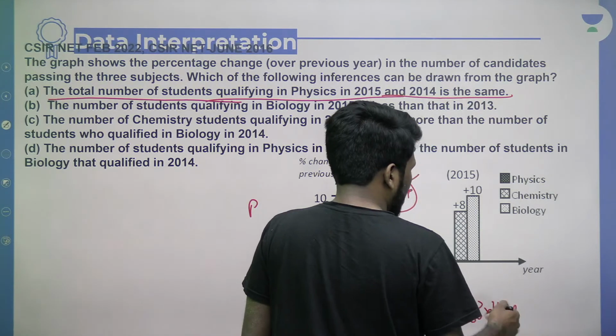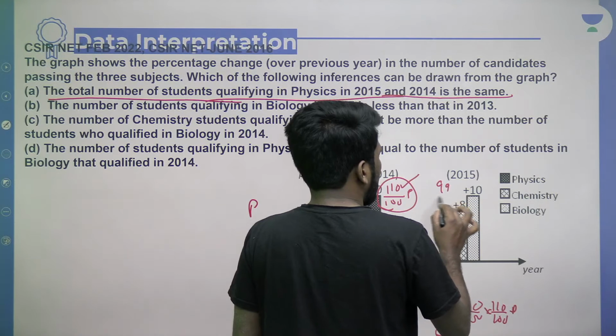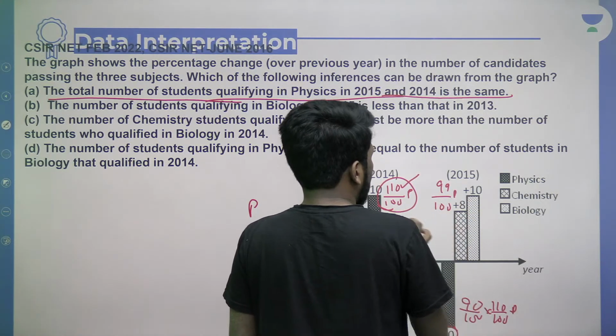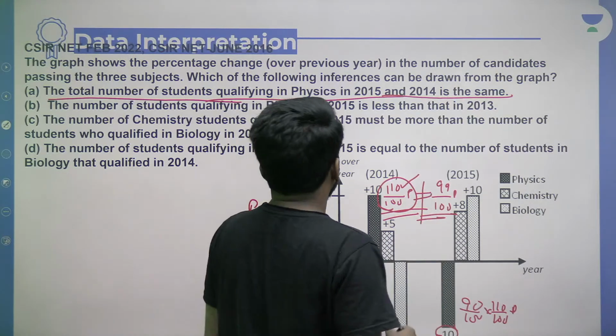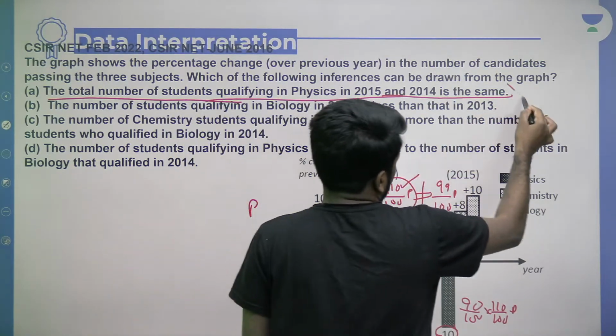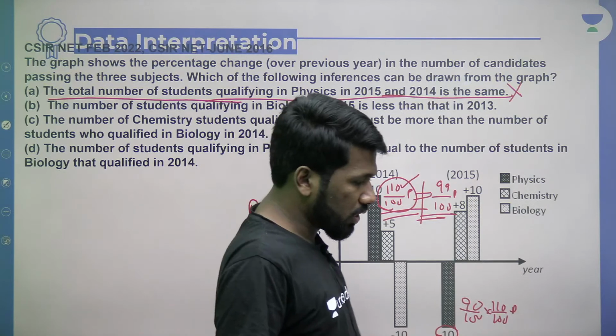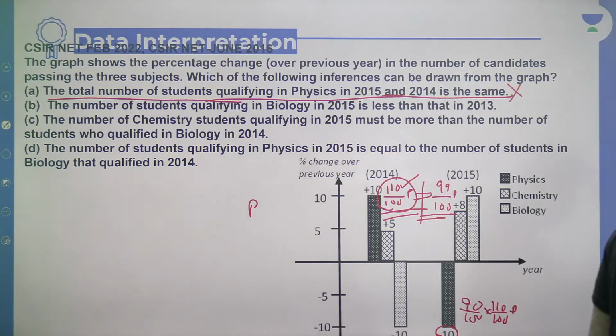Is this clear? And cancelling you will get 99 by 100 P. 110 by 100 P or 99 by 100 P, not equal. That is why option A is not correct. Is that clear why option A is not correct? All of you respond please.